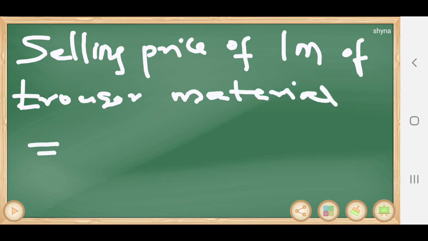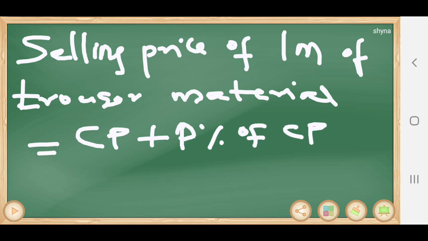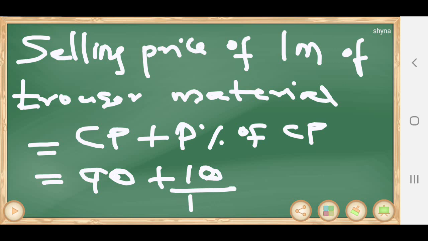What is the cost of 1 meter? Yes, cost price. Cost price plus profit percentage, that is profit percentage of CP. We can write: cost price 90 plus 10%, 10 by 100 into 90. While selling 1 meter of cloth, he'll get this much amount: 90 plus 10% into 90.